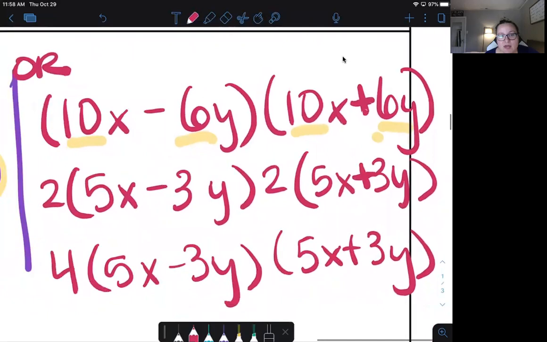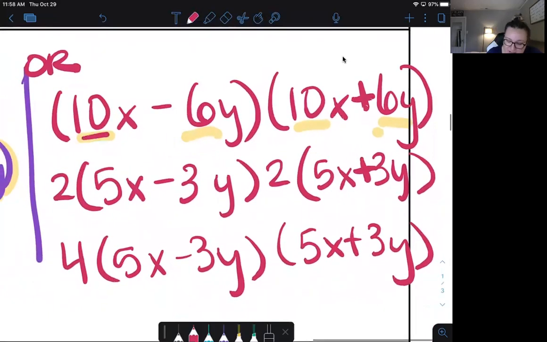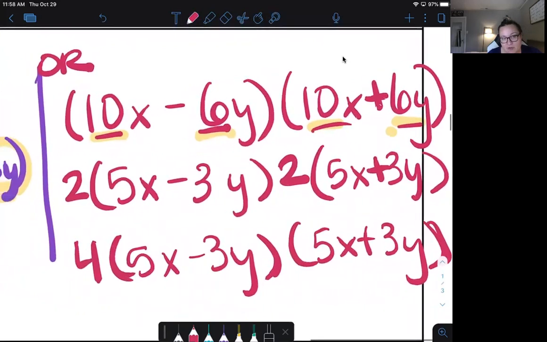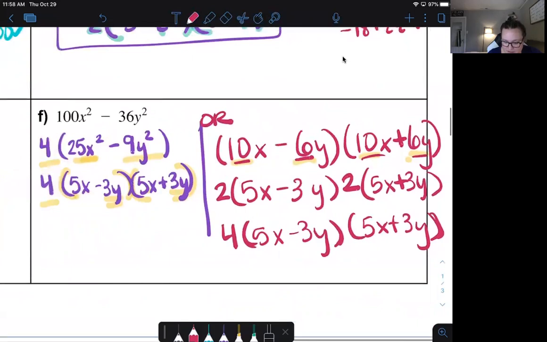All right. So then, though, 10 and 6 both have a GCF of 2. So we can bring a 2 out in front. And then 10 and 6 both have a 2 in common, so we can bring another 2 out in front. Well, this is multiplication. So I'm going to multiply my 2 by 2, which is 4, times this factor and times this factor. And lo and behold, that's the exact same answer that I got here.